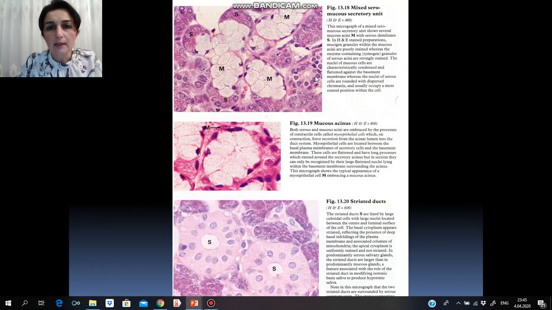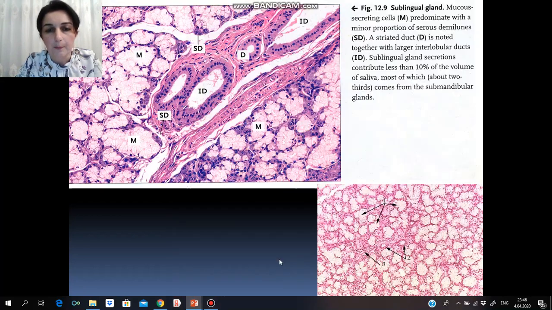If we look at this section of the submandibular gland, we can clearly see here the mucous cells, serous demilunes as half moons, and mucous cells also. Pay attention to this section also, mucous cells and intercalated and striated ducts here.